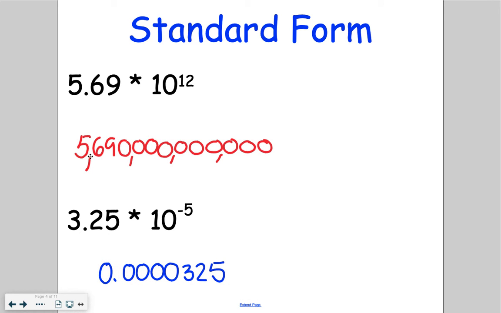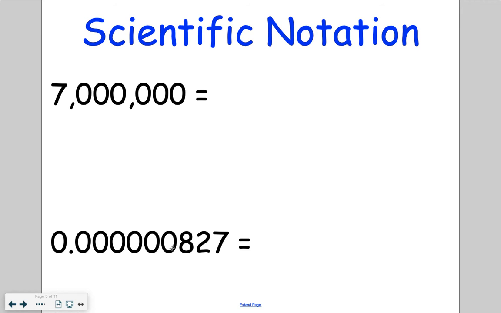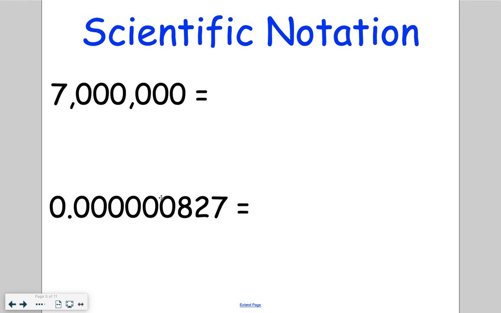So we end up with 5, 6, 9, and then 10 zeros after that. And for our second one, we end up with 0.0000325.